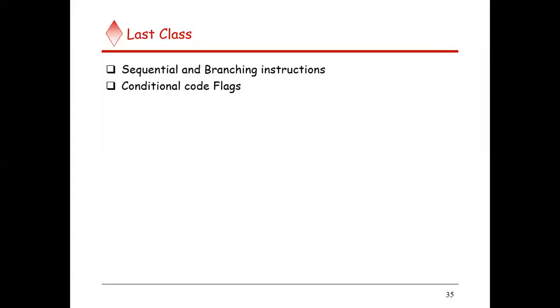In our last class, we discussed sequential and branching instructions, as well as what you mean by conditional code flags, and we discussed different conditional code flags and when they will be set and reset. In today's class, we are discussing different types of addressing modes.